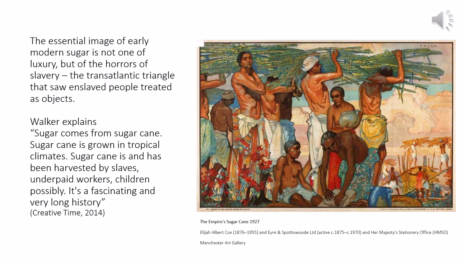The defining image of early modern sugar is not luxury, but the brutality of slavery in a transatlantic trade where enslaved people were treated as commodities. As Walker notes, sugar comes from sugarcane, harvested by slaves, underpaid workers, children possibly. It's a fascinating and very long history.